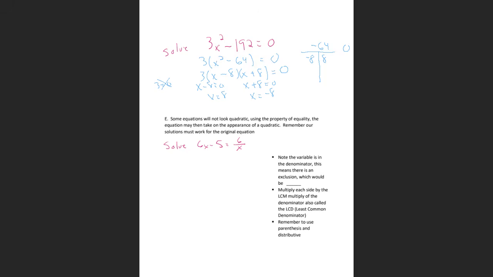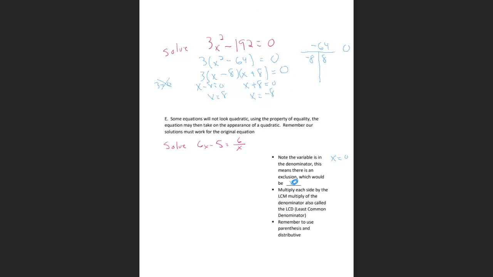Notice how this is not a quadratic equation at this time. But since it's an equation with the variable on the bottom, we do recognize there's an exclusion. X cannot equal 0. That's one of the things we pick up on: if you set the denominator equal to 0, that says x cannot equal 0. So the exclusion here is the number 0.